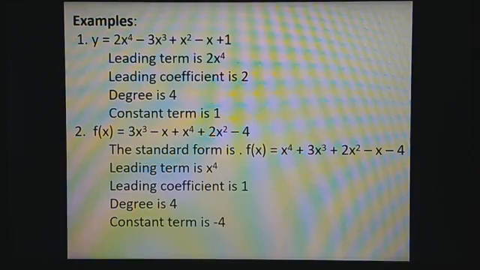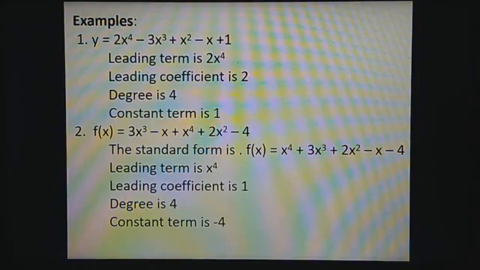So now, the given polynomial function is written in standard form. So you can easily determine now the leading coefficient, the leading term, the degree, and the constant term. So the leading term, the term with the highest exponent, is x raised to 4. Then we have the leading coefficient. The coefficient of x raised to 4 is 1. So the leading coefficient is 1. Then our degree, the highest exponent of the terms, we have 4. And then for our constant term, we have negative 4.